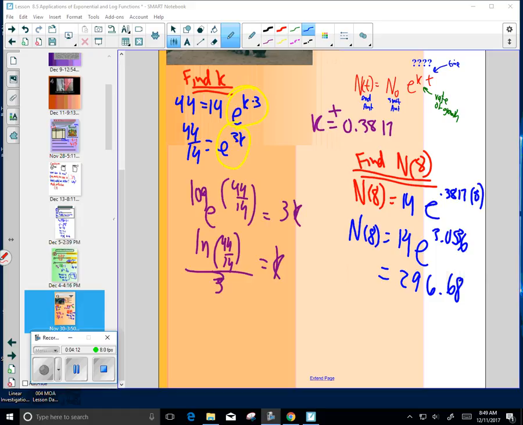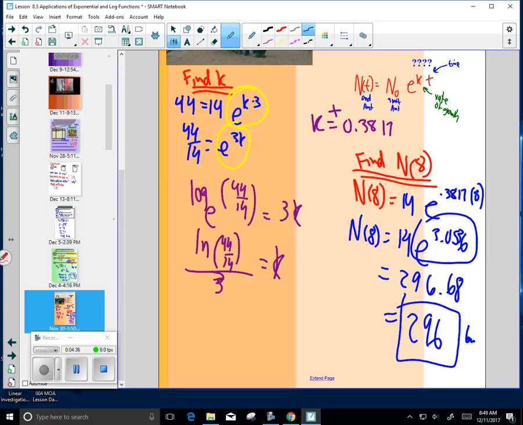So in calculating 14 e to the 3.0536, that gives me 296.68. Now, if you want to know how many whole bunnies there are, that's 296. If you want to round it up to the next one, it'd be 297. But by that 8th year, we have a total of 296 bunnies. Does that make sense?